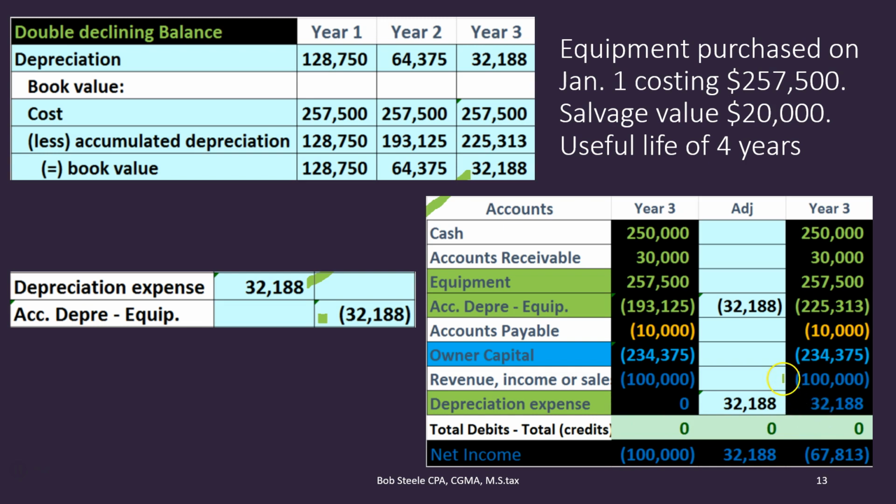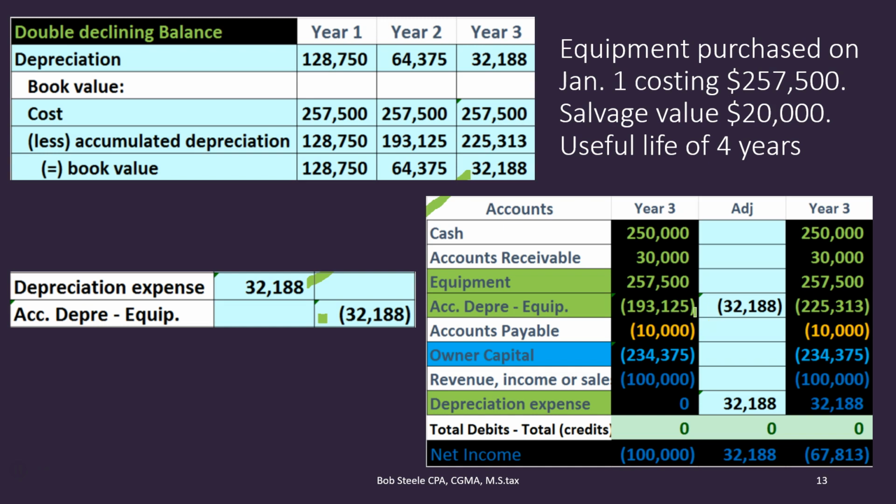What does that do to net income? Brings it down. 100,000 revenue less the only expense that we are looking at in this case, depreciation expense being 32,188, bringing net income down to 67,813. Once again, this is revenue. The revenue is good. The revenue has a credit balance minus the debit gives us the 67,813.